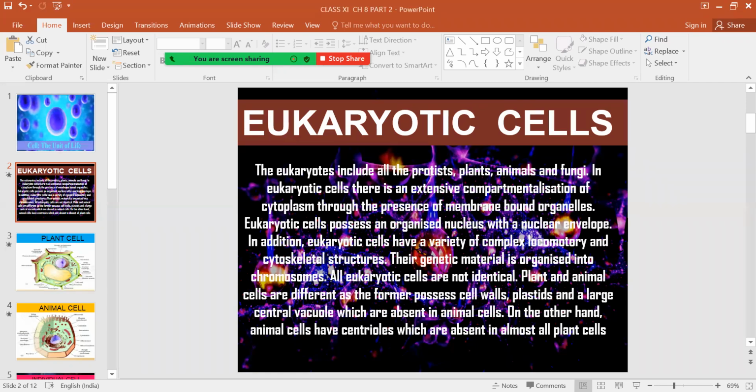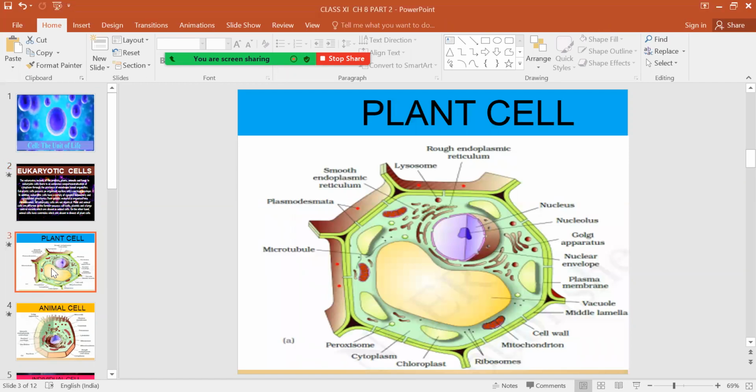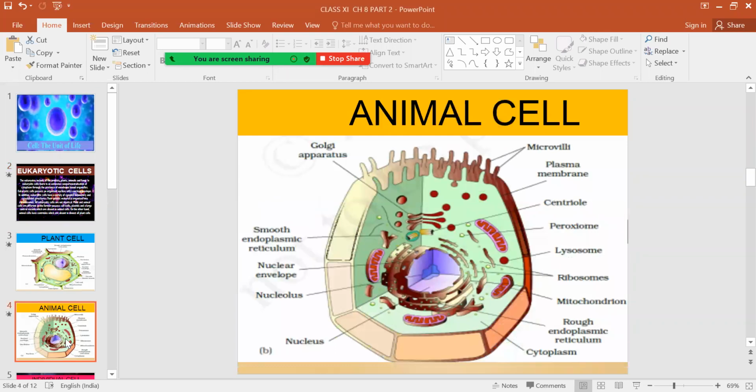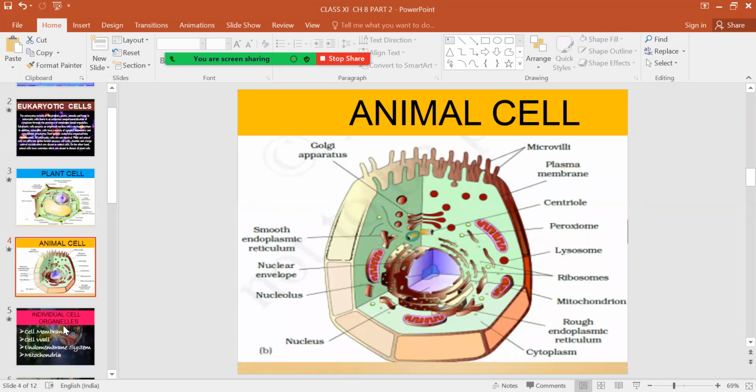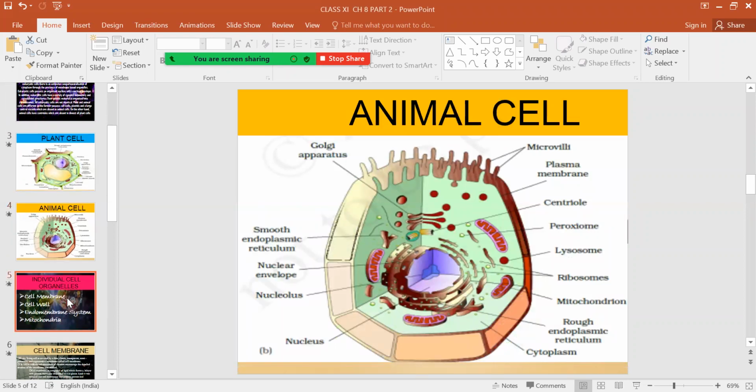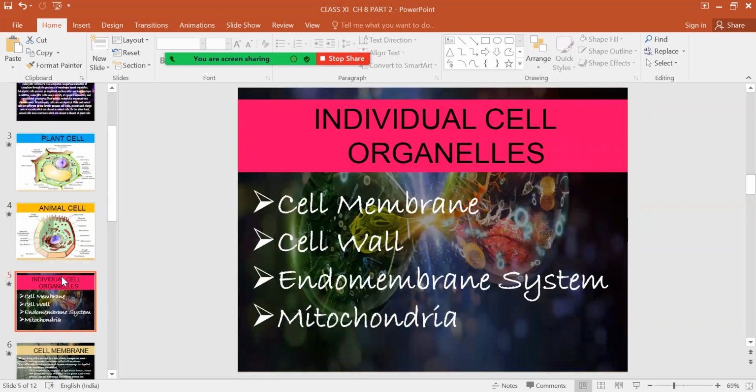All eukaryotic cells are not identical. Plant and animal cells are different. In a plant cell, there is a cell wall and there are plastids. The vacuole is large, and the large vacuole pushes the nucleus to one side. In an animal cell, there is no cell wall. Outside the nucleus, there is a centrosome, which is absent in plant cells. So let us directly come to the different organelles in the eukaryotic cells.